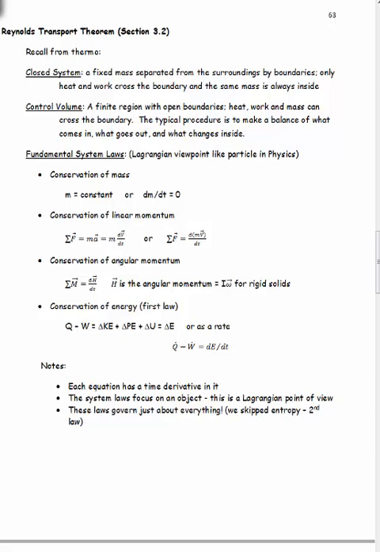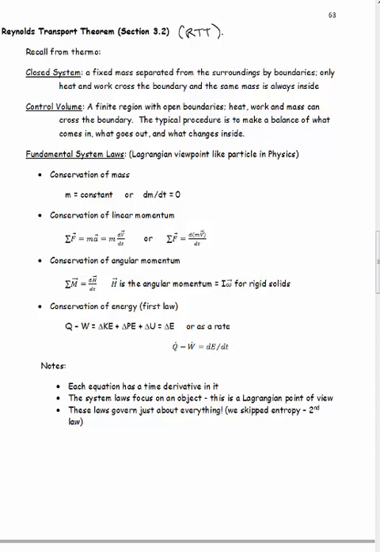All right, our next topic is the Reynolds transport theorem. What the Reynolds transport theorem, or I like to abbreviate RTT, does for us is allow us to take our normal system laws that we use for a particle or for a whole closed system and convert that into control volume equations.